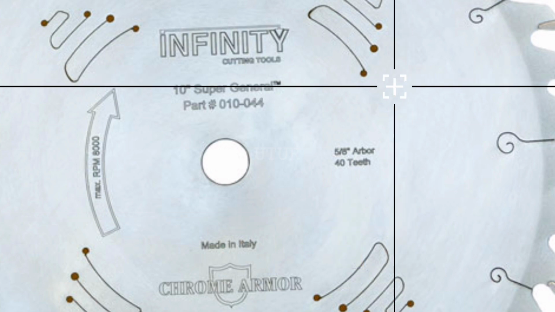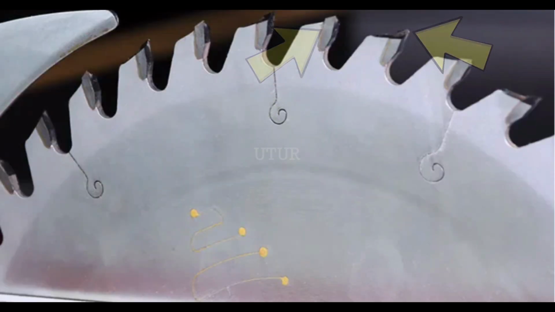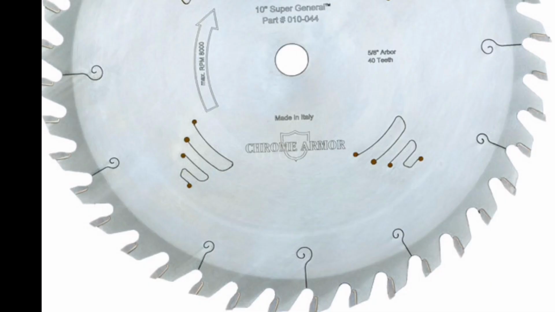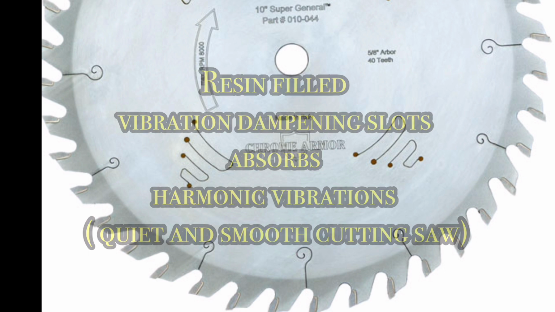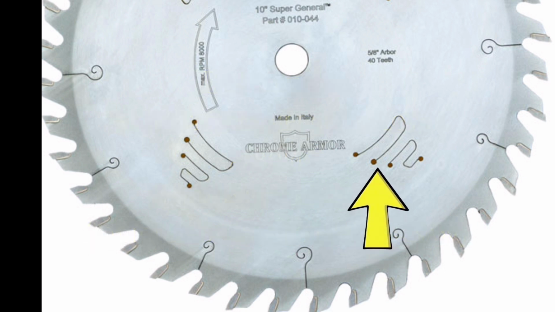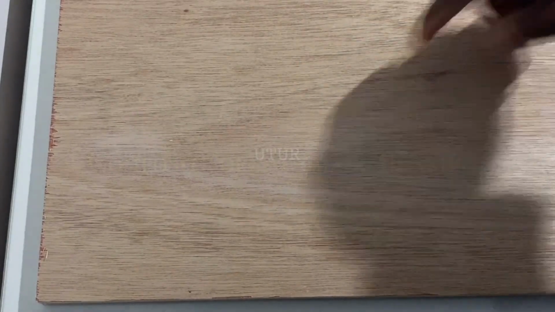The 40 tooth saw blade with a 30-degree alternate top bevel grind tooth configuration easily rips hardwoods up to 1 inch thick and excels at cross-cutting hardwoods and veneered plywoods. It's also got resin filled vibration dampening slots that help to reduce harmonic vibration, and an extremely clean cut, almost mimicking the extremely clean cut that you'd get from an 80 tooth cross-cutting saw blade.